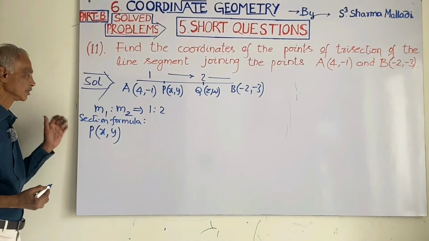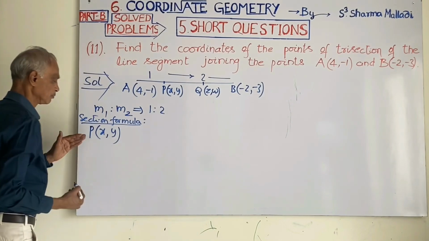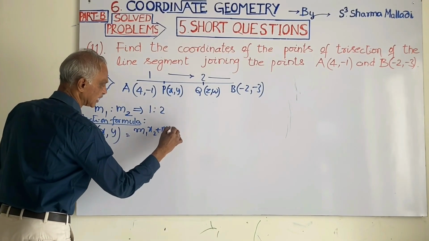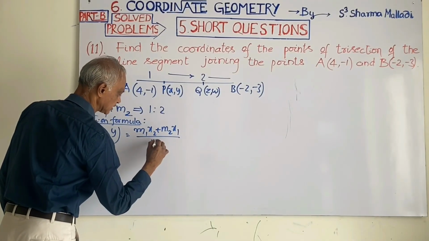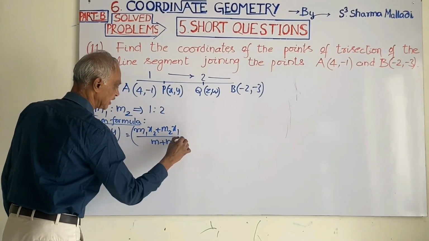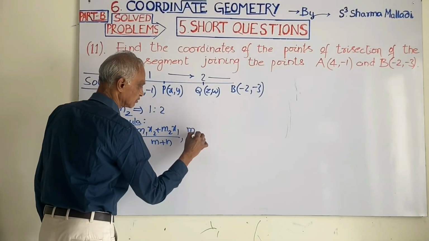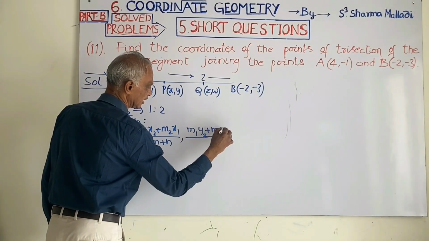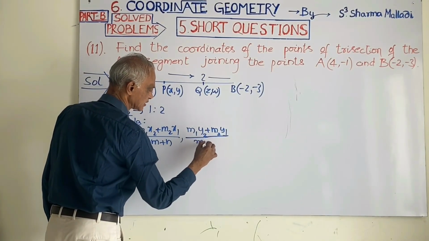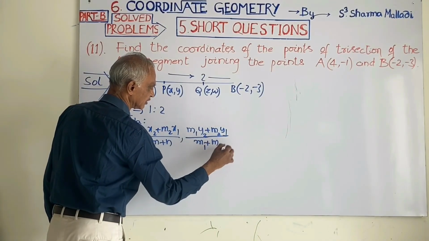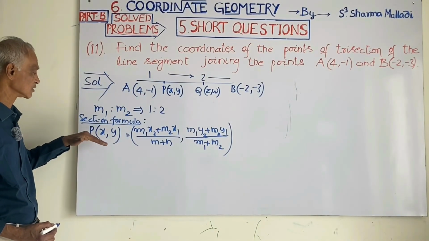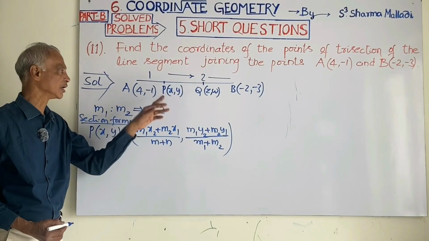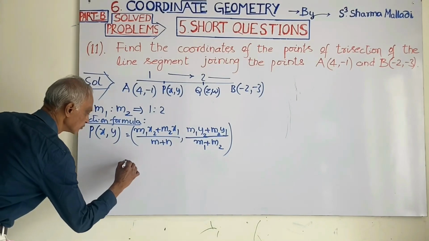Which formula do you have to use? You have to use the section formula. Px, y is equal to (m1 x2 plus m2 x1) by (m1 plus m2), and the y coordinate will be (m1 y2 plus m2 y1) by (m1 plus m2). We have to find the coordinates of the point which divides this line segment in the ratio 1 is to 2.